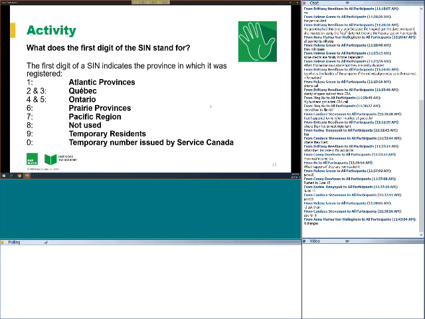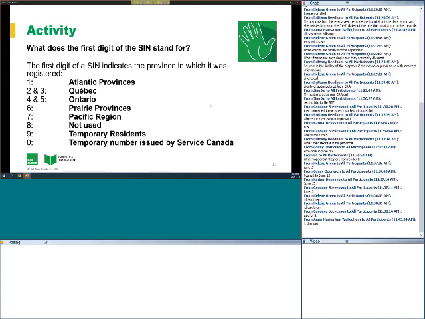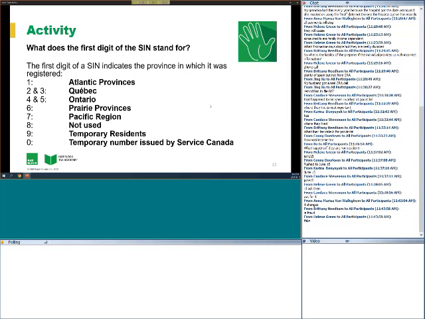Good. What will you do if someone comes into you and they have some ID that's maybe a little interesting and all of their tax slips have an 8 at the beginning? What do you know right off the bat if you see a SIN number that starts with an 8? It's fake.